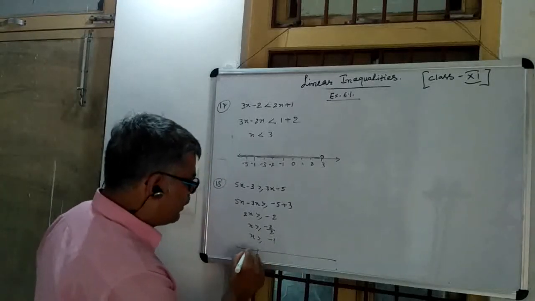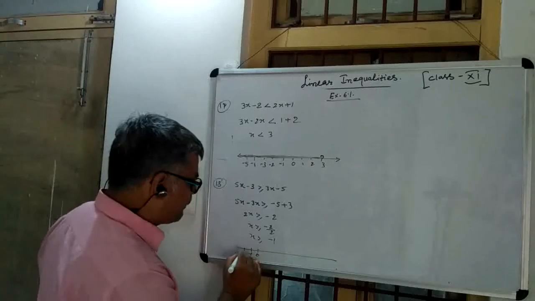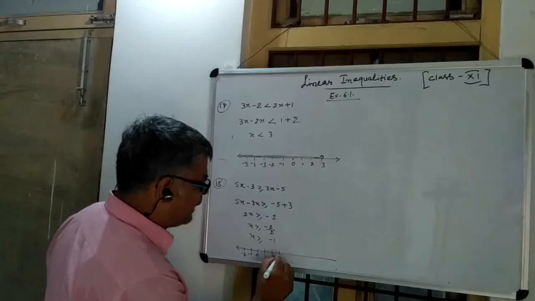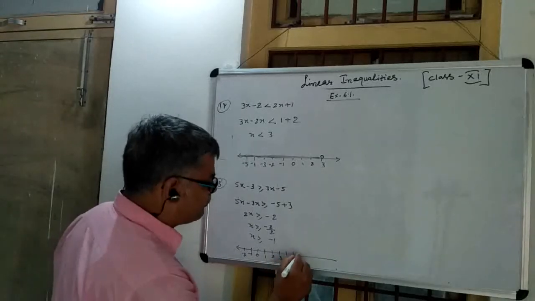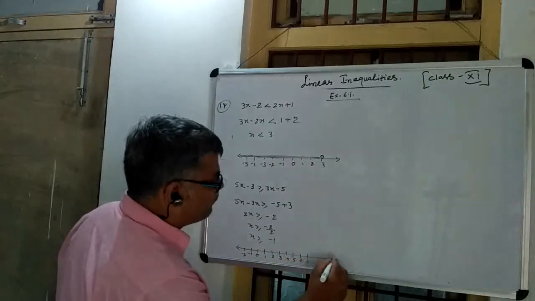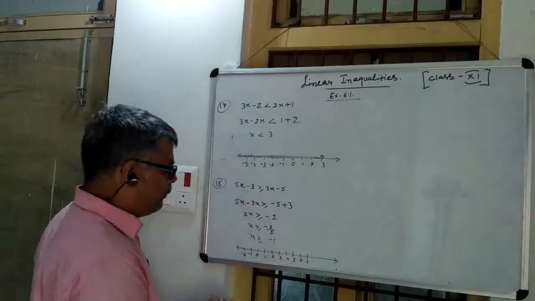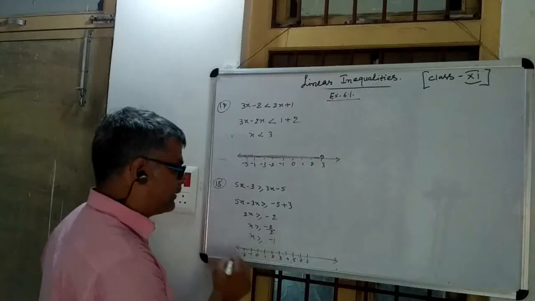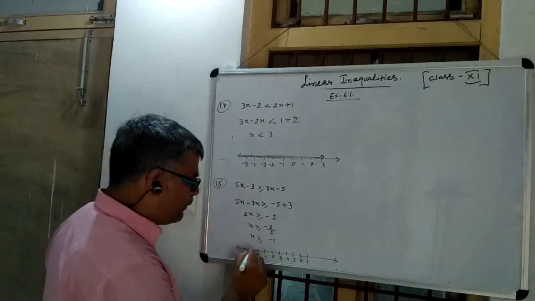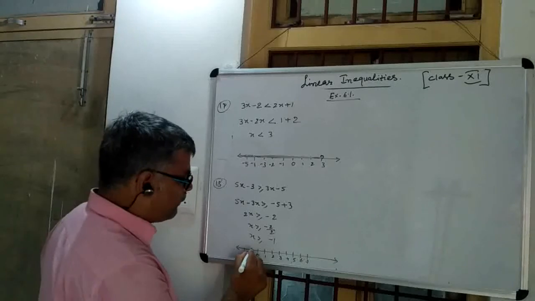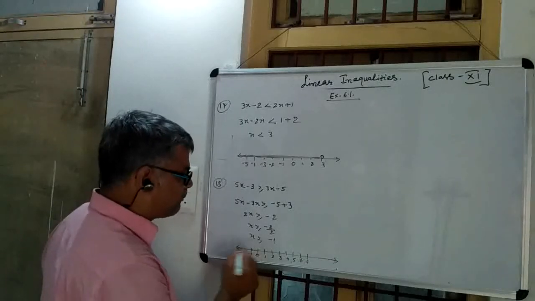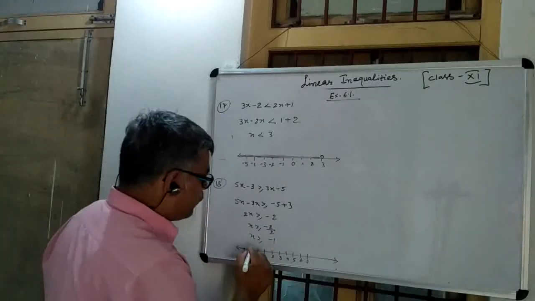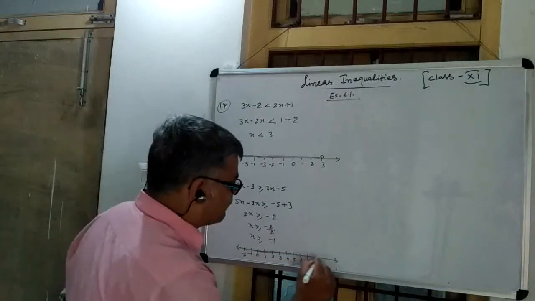This is 0. On the left side of 0 it is minus 1, minus 2. And on the right side of 0, 1, 2, 3, 4, 5, 6, 7 up to infinity. Now the solution is x greater than or equal to minus 1, so this minus 1 will also be included. So now you have to make a dark circle at minus 1, and since the numbers greater than it are on the right side, darken the right side of the line.